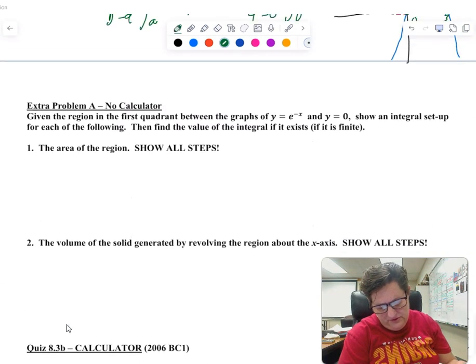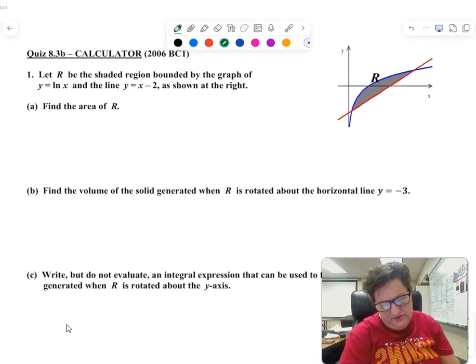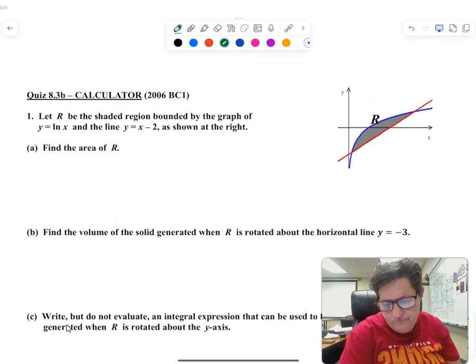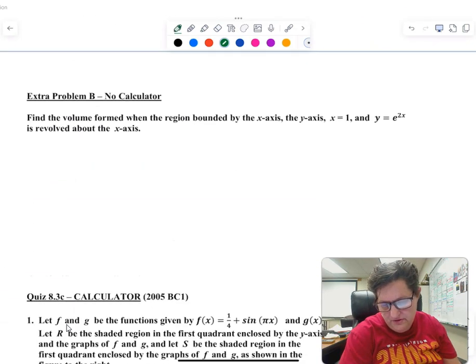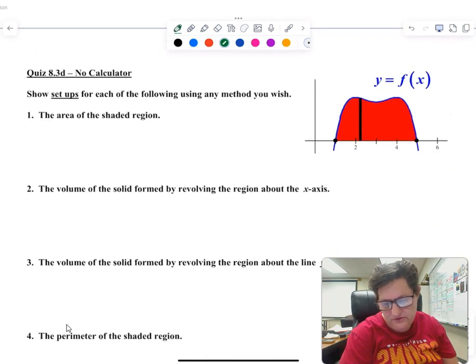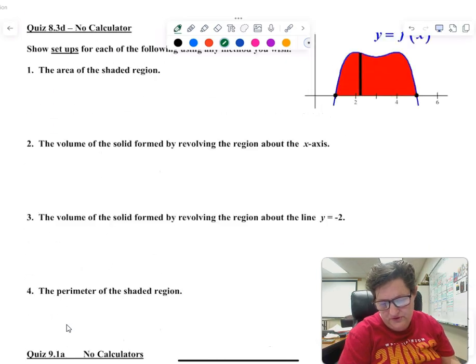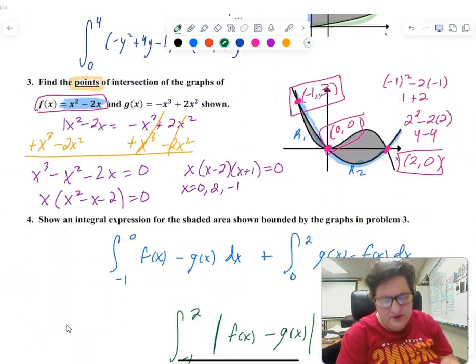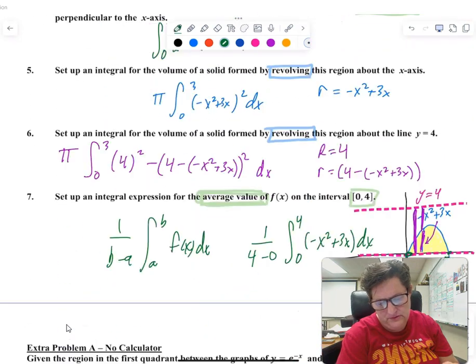Okay, perfect. And here's a little extra problem. And then this looks like this was the 2006 question. So we'll go over that. Another extra problem. And then the 2005 question. Oof, so many questions. Okay. That's all right. We got this.